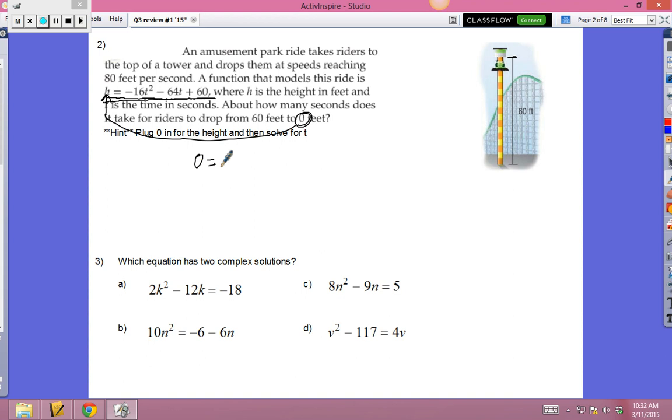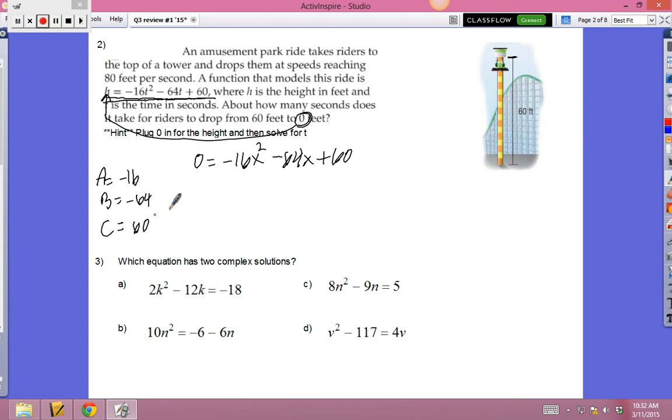So let's put 0 right here for h. So 0 equals negative 16. I'm going to change these t's to x's because my t's look like 2's. X squared minus 64x plus 60. Okay, and when is this going to equal 0? So this is a quadratic formula. Let's just use the quadratic equation. A is going to be a negative 16, B is going to be a negative 64, and C is going to be 60.